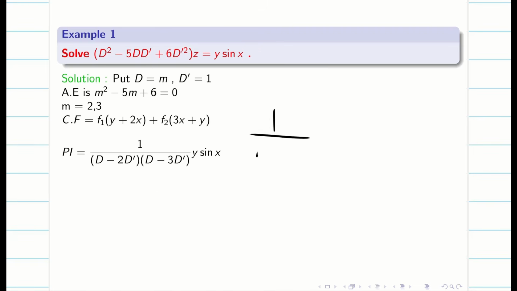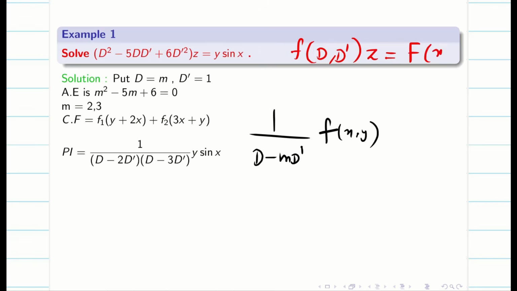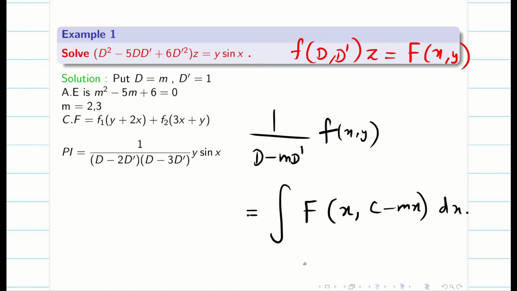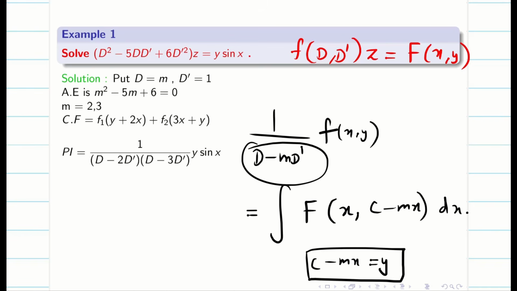So if I consider 1 by (D minus mD dash) f of x comma y, initially we know f of x comma y is some function of x comma y. So this is equivalent to integral F of x at c minus mx dx, where c minus mx is equal to y. I am going to replace this y by c minus mx. Suppose your denominator is D plus mD dash, I am going to replace y by c plus mx and then I integrate.